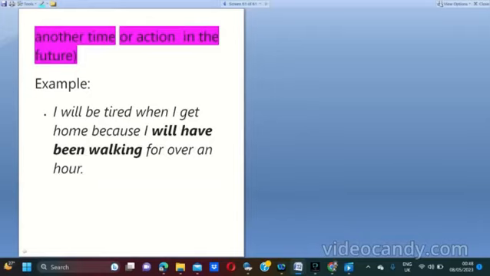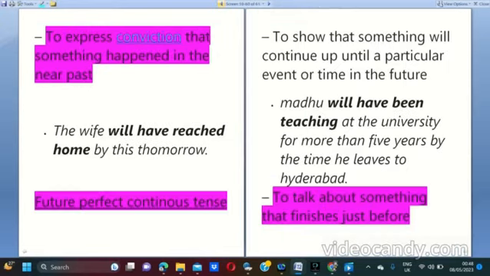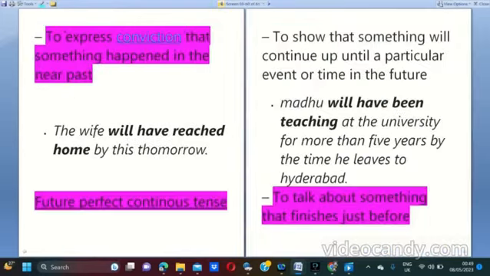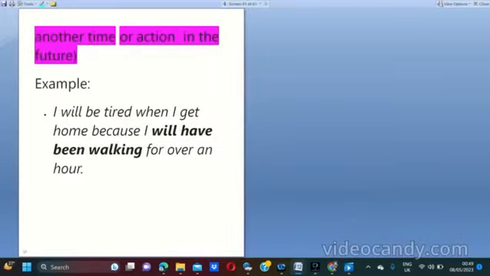I will be tired when I get home because I will have been working for over an hour. Here, see, to talk about an action which will have been finished just before another time or another action in the future. I will be tired when I get home. See, which action happens earlier? "I will be tired" happens first. Next, which is the other? "I get home." Before getting home, I will be tired. So here, it is something that is finished just before another time or another action. Then I get home, because I will have been walking for over an hour.